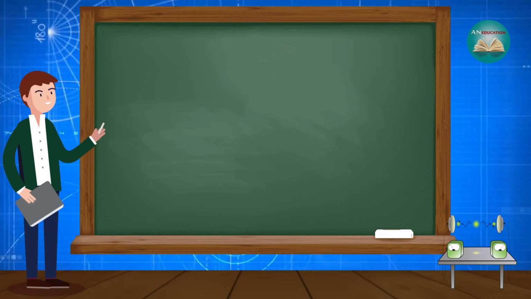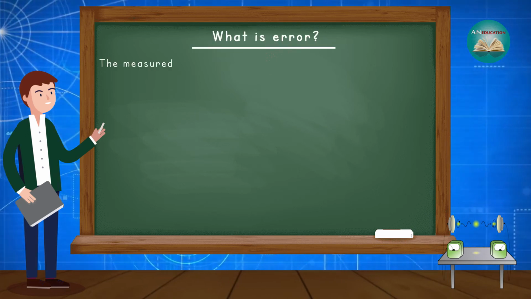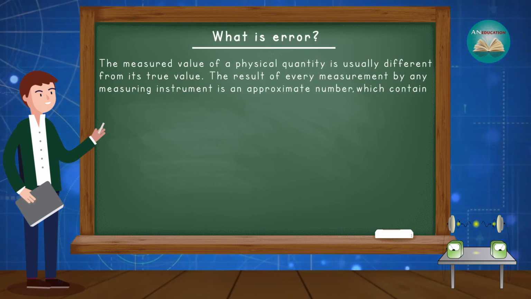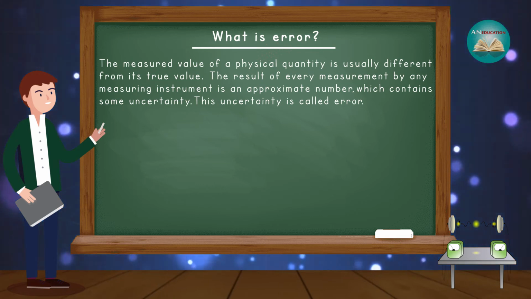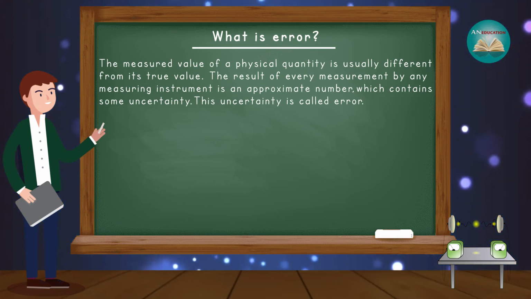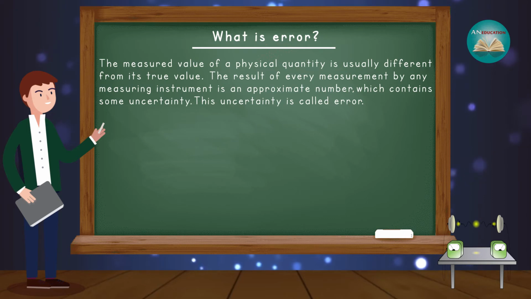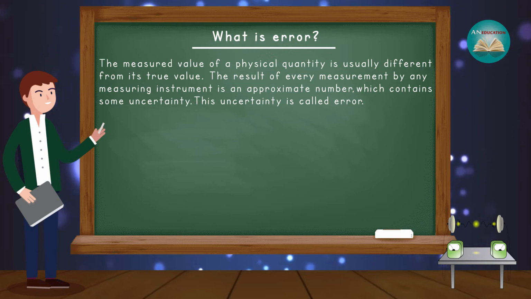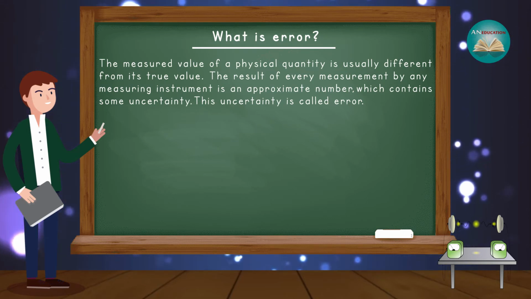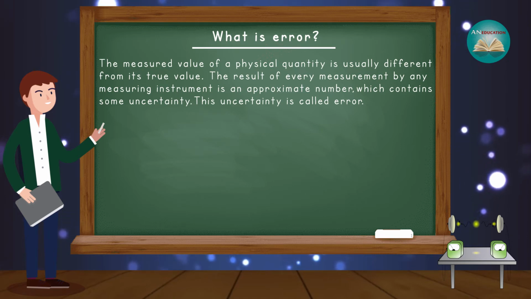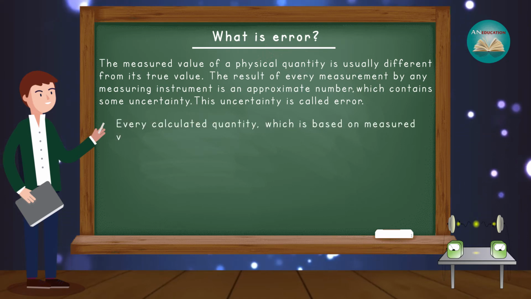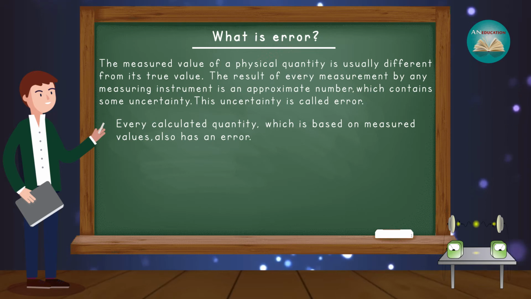After that, let's discuss error. What is error? The measured value of a physical quantity is usually different from its true value. The result of every measurement by any measuring instrument is an approximate number which contains some uncertainty. This uncertainty is called error. Every calculated quantity which is based on measured value also has an error.